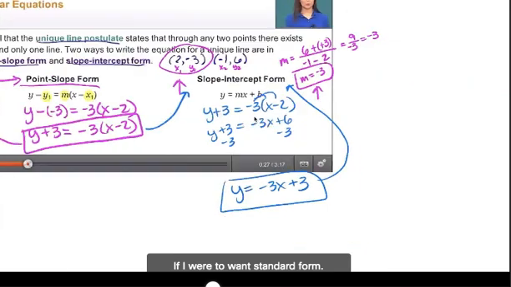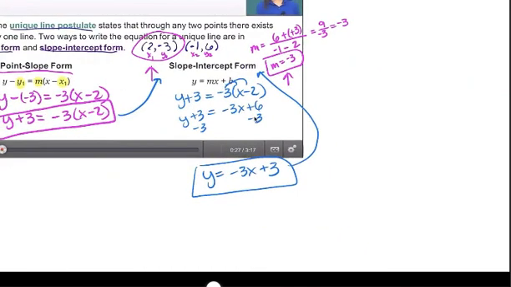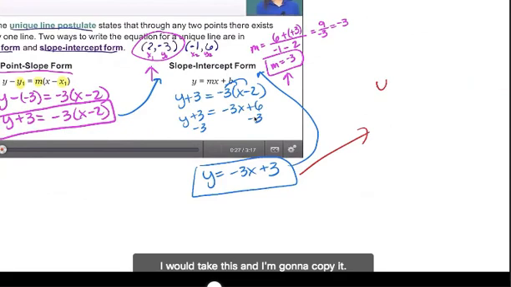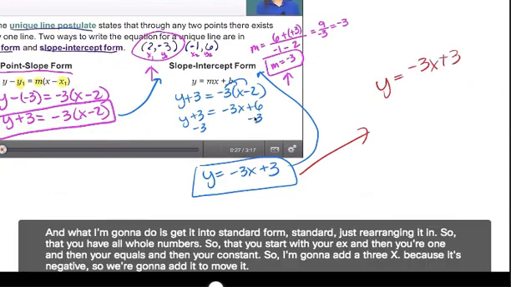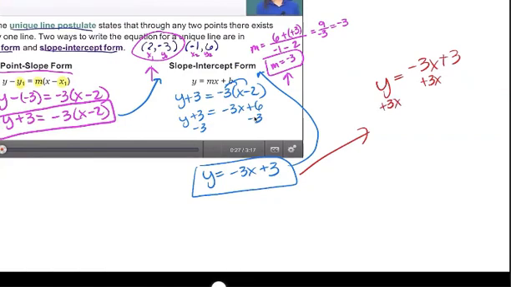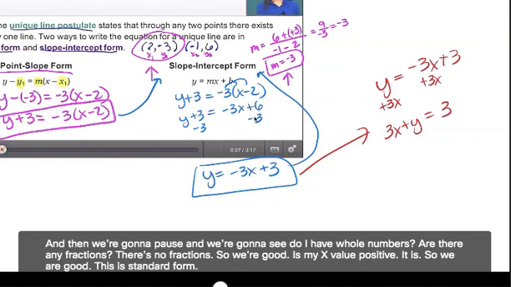If I then were to want standard form, I would take this and copy it. And what I'm going to do is get it into standard form. Standard form, just rearranging it so that you have all whole numbers, so that you start with your x, and then your y, and then your equals, and then your constant. So I'm going to add the 3x because it's negative, so we're going to add it to move it. And then we're going to pause and see, do I have whole numbers? Are there any fractions? There's no fractions, so we're good. Is my x value positive? It is, so we are good. This is standard form.